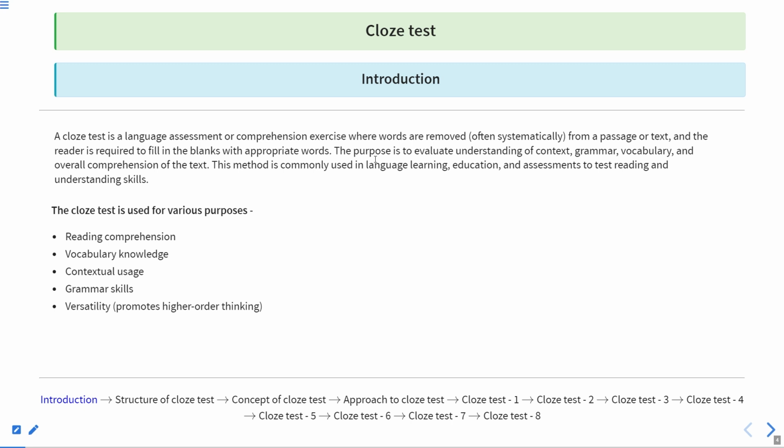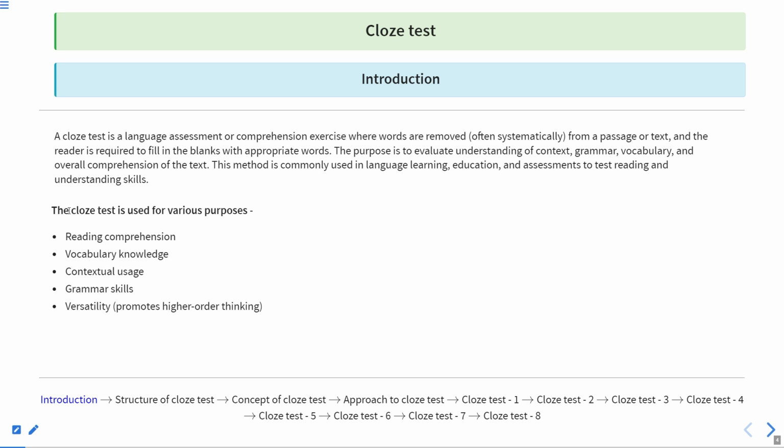The purpose, why do we do this? The purpose is to evaluate the understanding of context. So if the word is present in a certain place, it is present because it is in a certain context. So this context is clear with additional words on the side of it. So we use context to evaluate our understanding of concept. Similarly, grammar, vocabulary, and overall comprehension skills of the test taker are actually tested through cloze test. So many exams use this method for language learning, education, and assessment.